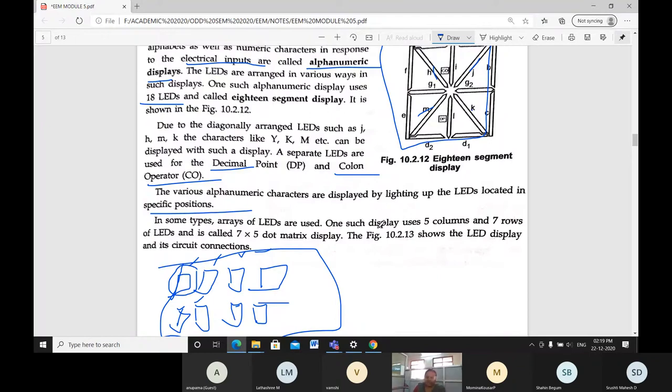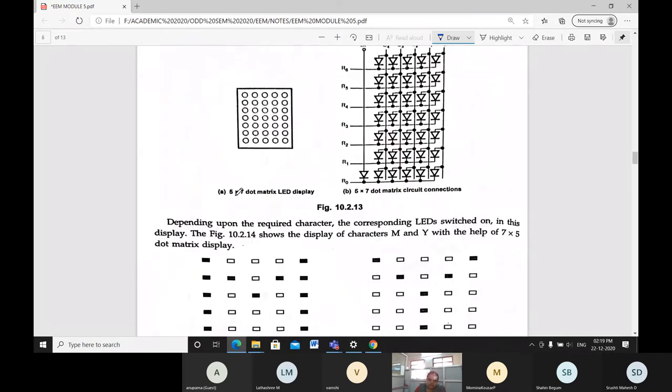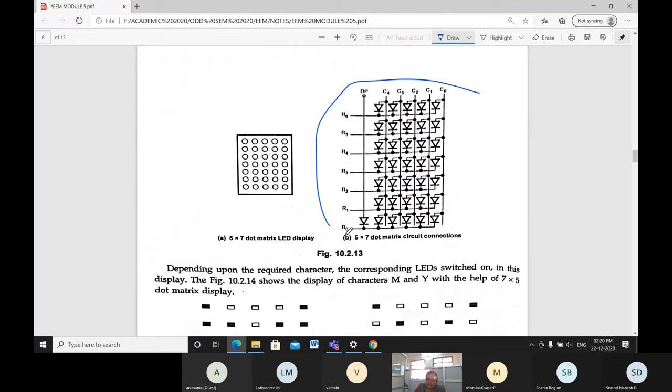Here, one such example is given, that is 5 columns and 7 rows. It's taken as a 7 cross 5 dot matrix display. Here is a circuit diagram of a 5 cross 7 dot matrix LED. This is the internal structure, how it is going on. R0 to R6 actually are the rows, and here columns C0 to C4.